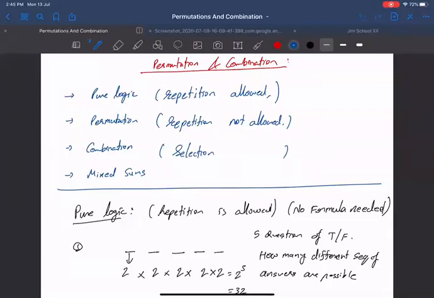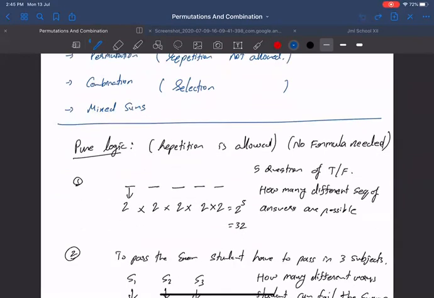Okay, welcome students. We were doing permutation combination. So far what we have done is this much: permutation combination consists of 4 topics, 4 subparts. One is called pure logic, permutation, combination and mixed sums. And especially last time, what we have done was pure logic.